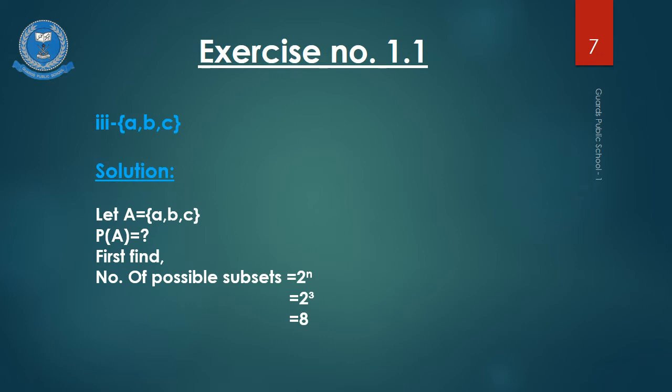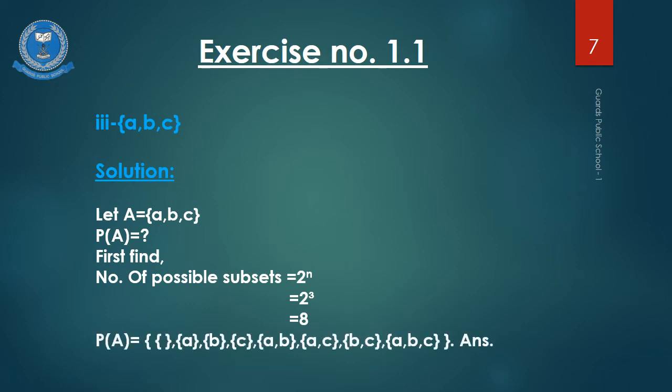So the power set will be: the first set will be an empty set. Then you will write all the possible subsets with one element, that will be A, B and C. And now we will write the subsets with two elements, that will be AB, AC and BC. And the last set will be a set itself. And all the subsets will be written in a curly bracket. That is the power set of a set with three elements.